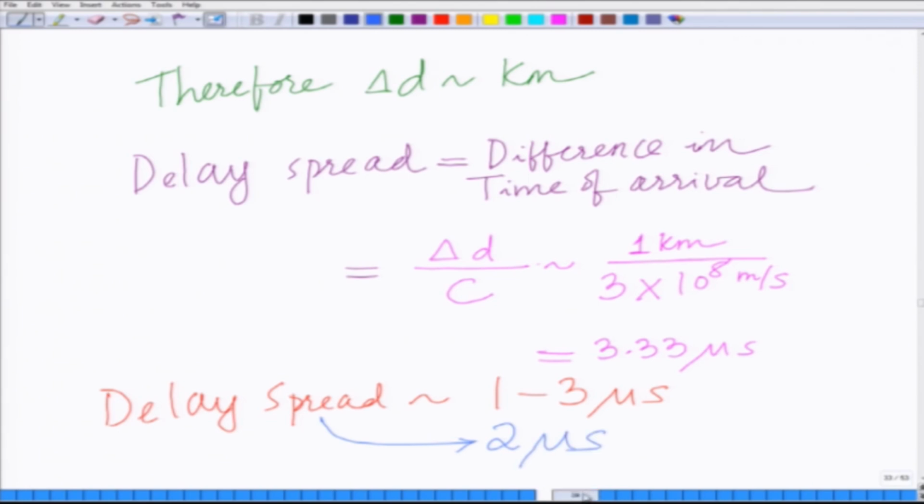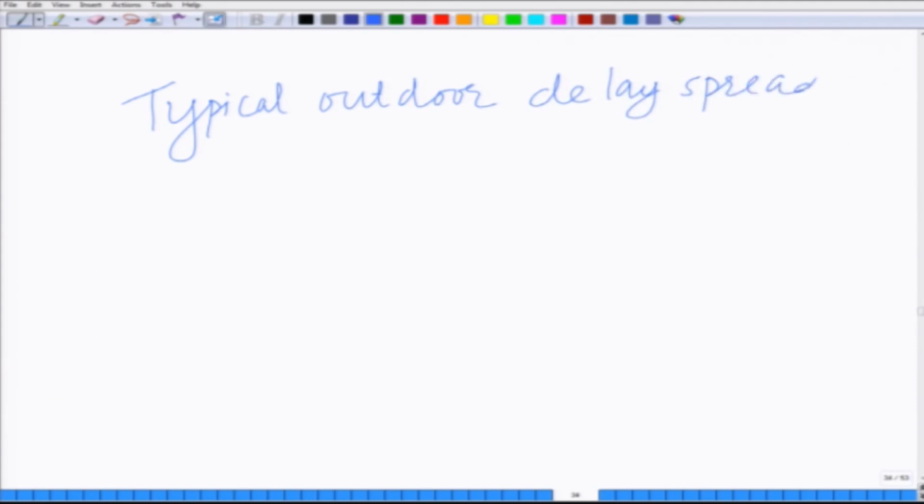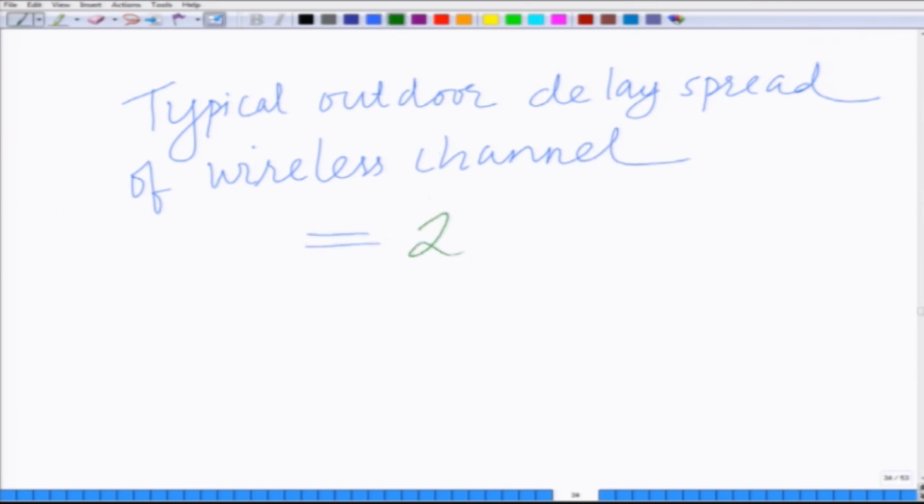So, typical outdoor delay spread. This is an important number to keep in mind for analysis. The typical outdoor delay spread of our wireless channel is equal to 2 microseconds.